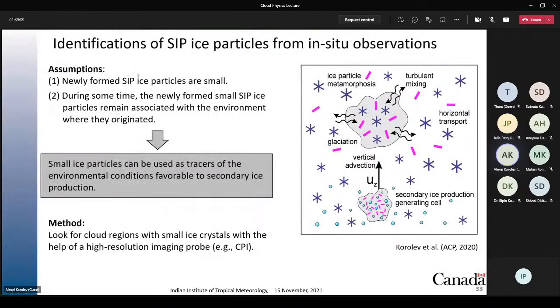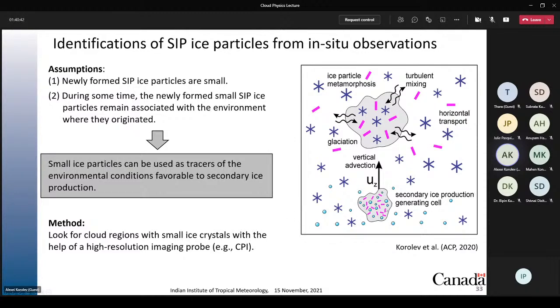What kind of assumptions should be made in order to identify secondary ice? First of all, we consider that secondary ice particles at the initial stage of production should be small. And during some time, these secondary ice particles remain associated with the environment of their origin. This leads to the next assumption, that small ice particles can be used as tracers of environmental conditions favorable for secondary ice production. But that's only under this assumption, because secondary ice particles may also have bigger sizes.